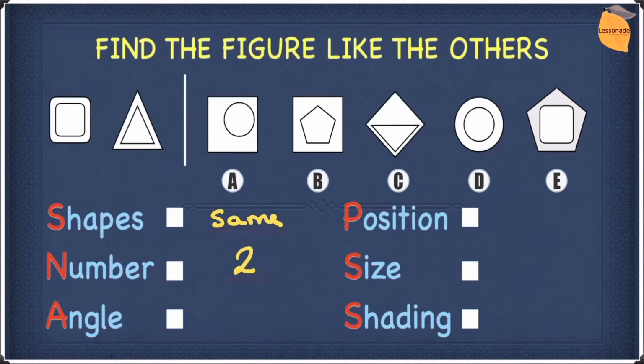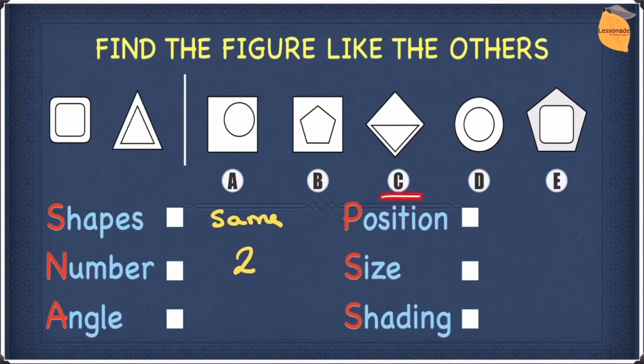So let's look at our options. We have A, B, C, D, and E. Let's start with A. In terms of A, we have a square and a circle. A square and a circle, they're not the same, so A will not work. Let's move on to B. In this, we have a square and a pentagon. Despite having 2 shapes, they're not the same, so B doesn't work either. So let's move on to C.